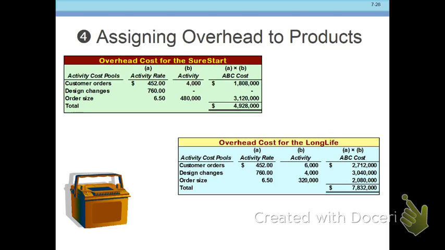So we can go ahead and assign our products to overheads. Notice they did customer orders. There are no design changes for the Sure Start battery. There were no design changes, so that got a big goose egg. There was nothing there. And then based on order size, so of the overhead costs, 4,128,000 got assigned to the Sure Start. Long Life got 7,832,000 assigned to them.